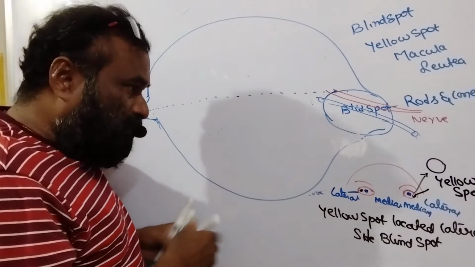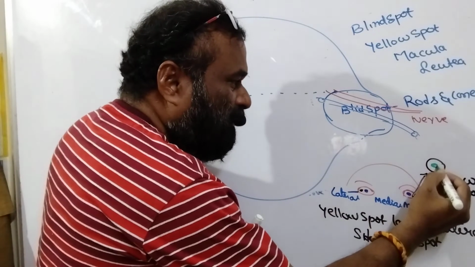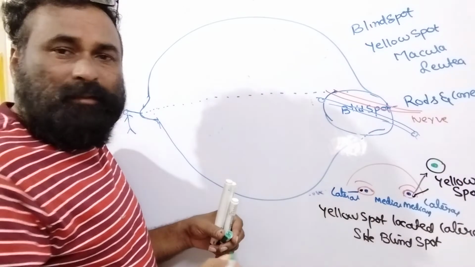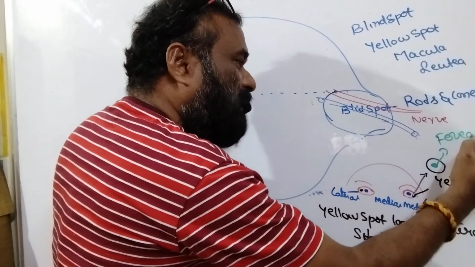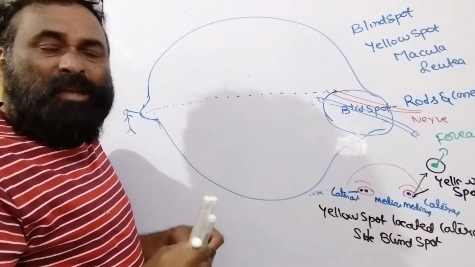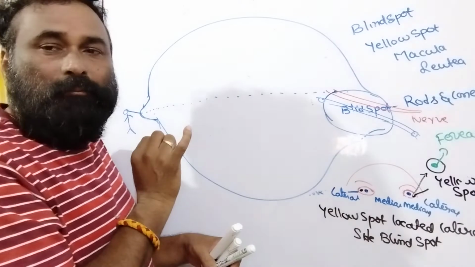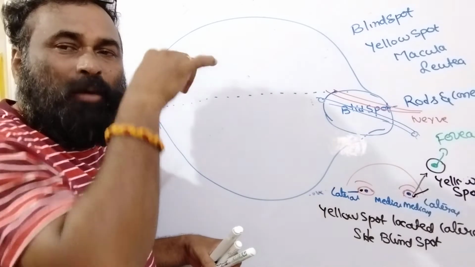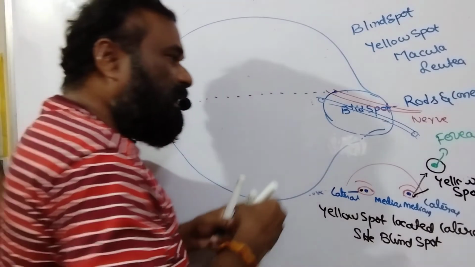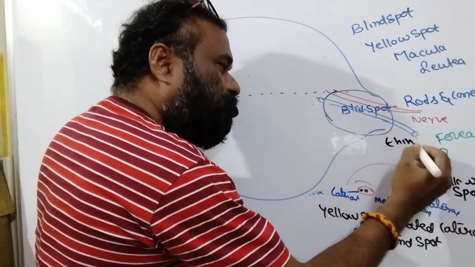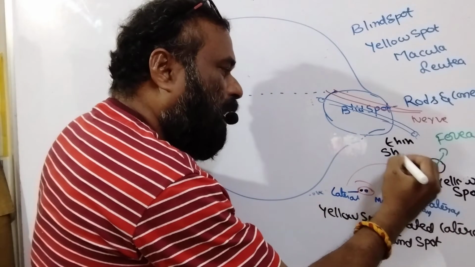At the yellow spot there is a middle thin portion that is called fovea centralis. The location of the fovea centralis is exactly the middle of the macula lutea. It is a somewhat deeper and thinned portion of the macula lutea. It is useful for sharp vision.